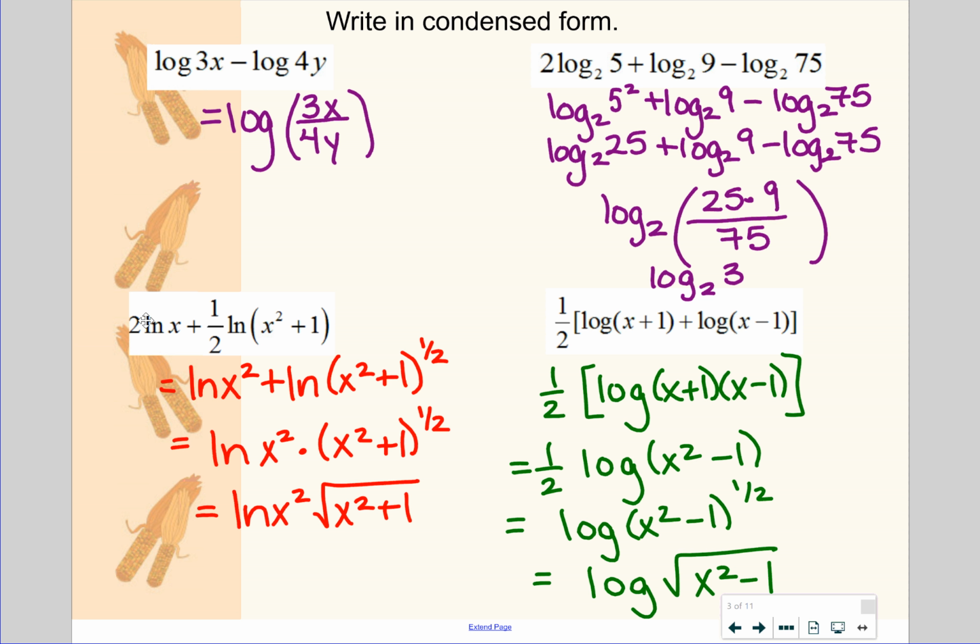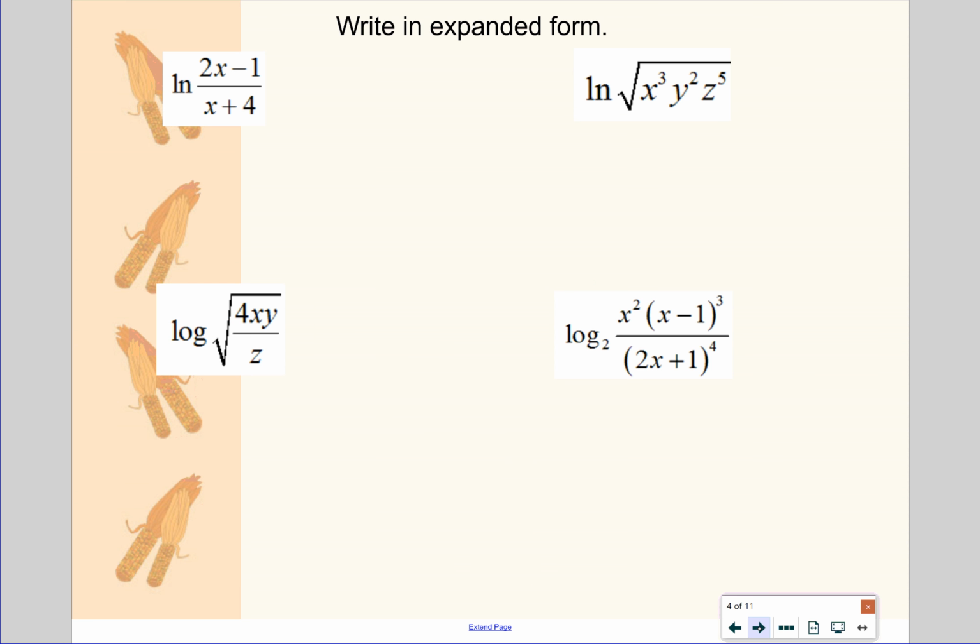Okay, the next set of problems, we're going to do the opposite. We're going to have a single log. It's going to kind of look like one of these answers, and we're going to expand it. We're going to write it as multiple logs. So it's going to be in reverse now. If we see division, we're going to separate it into two different logs that are subtracted. If we see multiplication, we're going to separate it into two logs that are added. And if we have any powers, we're going to move them down in front. Okay? So let's start with this first one.